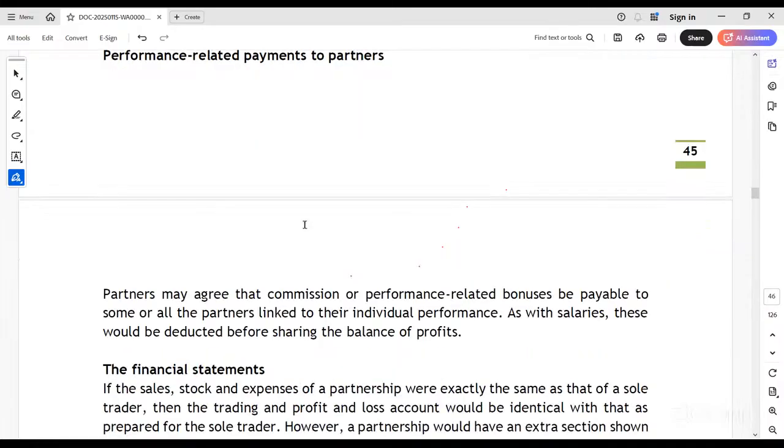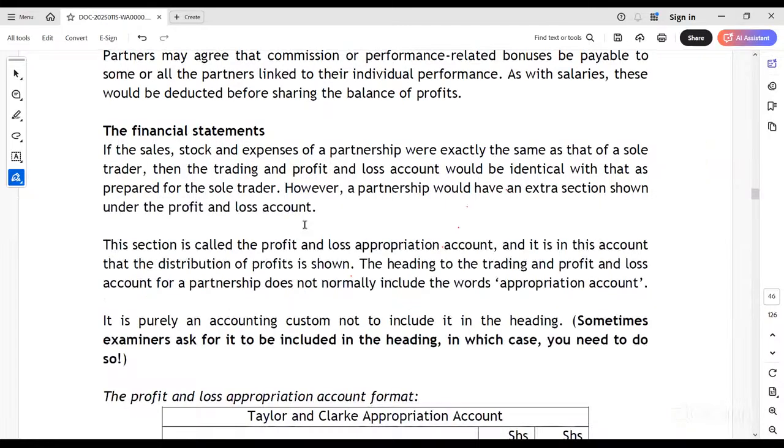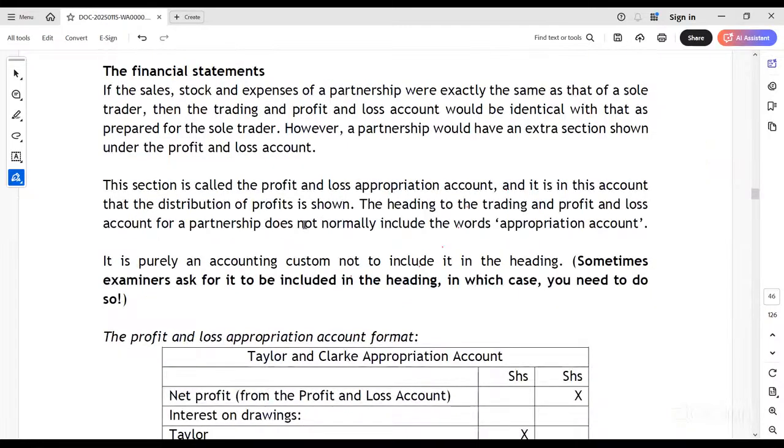From there, let us now look at the financial statements. We need to understand the financial statements of partnerships because that's where our interests are. How do we prepare the financial statements? That's what everyone is interested in: to see how you come up with the financial statements of a partnership.